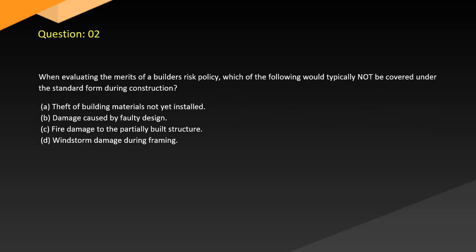Question 2. When evaluating the merits of a builder's risk policy, which of the following would typically not be covered under the standard form during construction? A. Theft of building materials not yet installed. B. Damage caused by faulty design. C. Fire damage to the partially built structure. D. Windstorm damage during framing.